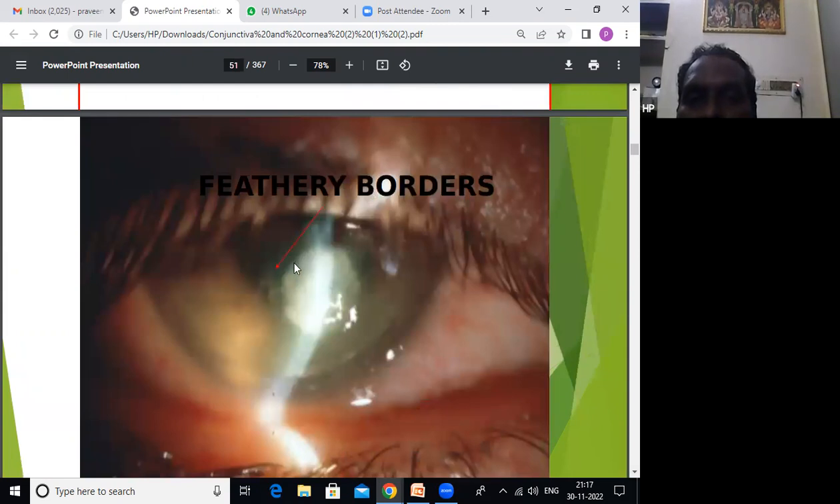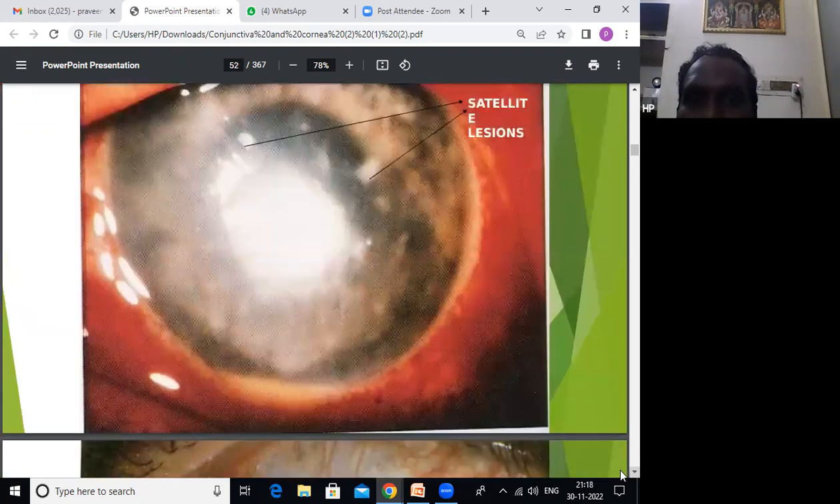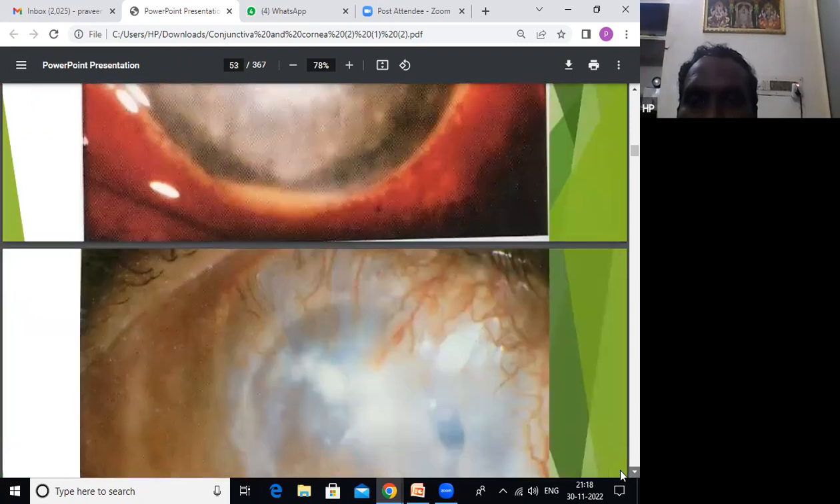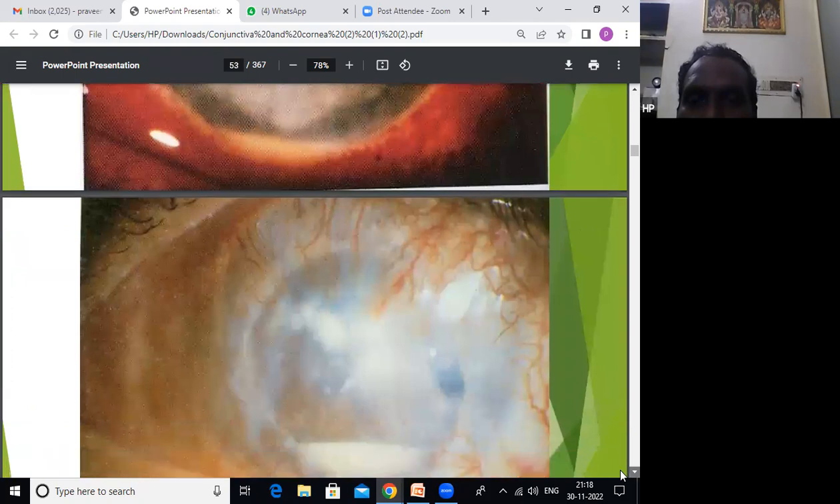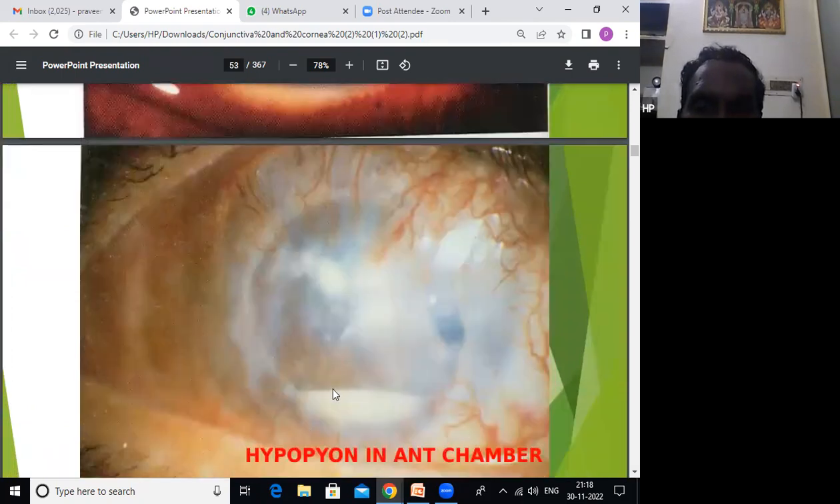See here you have a main ulcer, you have feathery margins with this ulcer, and apart from the main ulcer, you have a separate lesion. This is what is called a satellite lesion. Can you see? These are satellite lesions. And if you see this hypopyon carefully, this is not a straight level. It's a slightly convex hypopyon. The fungal corneal ulcer has a slightly convex hypopyon.